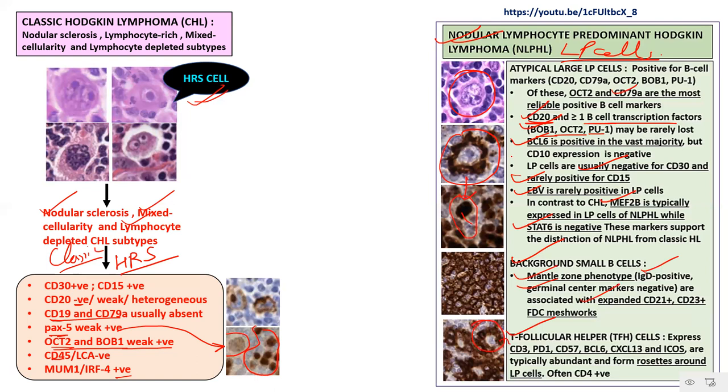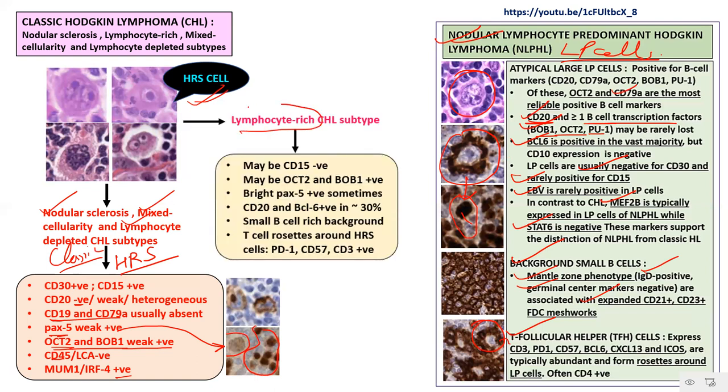Now, let's get back to Hodgkin, the classic Hodgkin lymphoma, and talk about the one category of Hodgkin lymphoma that we have not talked about, and that is the lymphocyte-rich classic Hodgkin lymphoma subtype. Now, this particular Hodgkin lymphoma differs from the other three categories in that the HRS cell in this category can sometimes be negative for CD15. It can sometimes show nuclear positivity for the B cell transcription factors like OCT2 and BOB1. The PAX5, which is normally only dimly expressed in classic Hodgkin lymphoma, might be brightly positive.